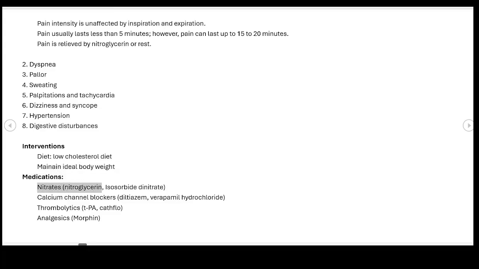If it's angina, we think about nitroglycerin, nitrate compounds. Examples are nitroglycerin and isosorbide dinitrate.